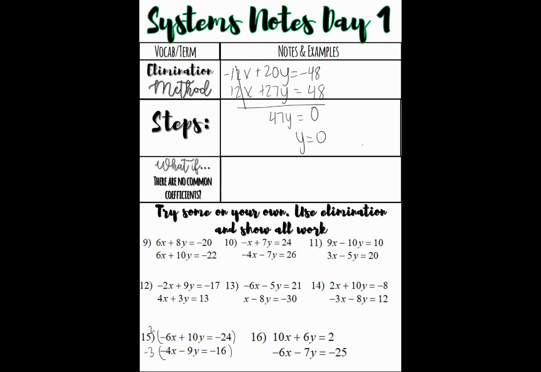Once again, we got y is 0. So we plug it back in. I'm going to do the bottom one. Negative 4x equals negative 16. So x equals 4. So our point is 4, 0.